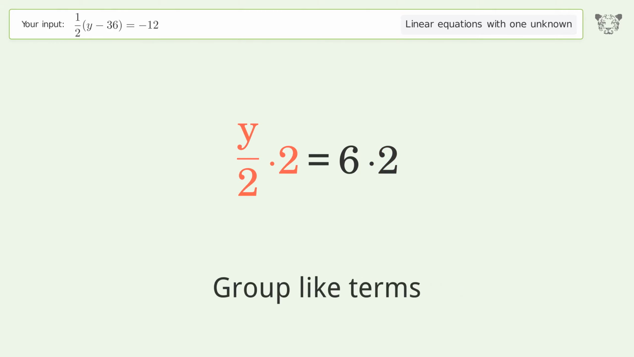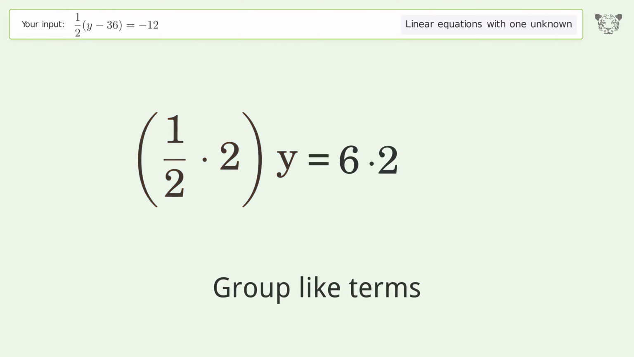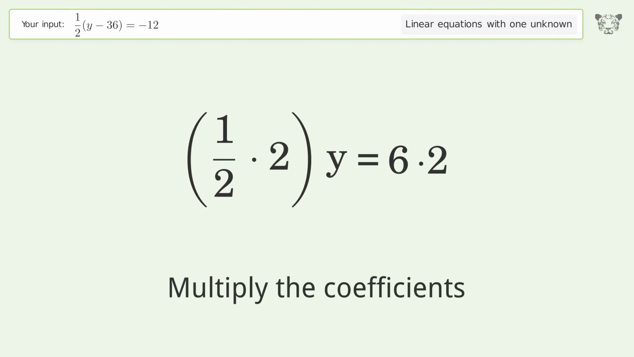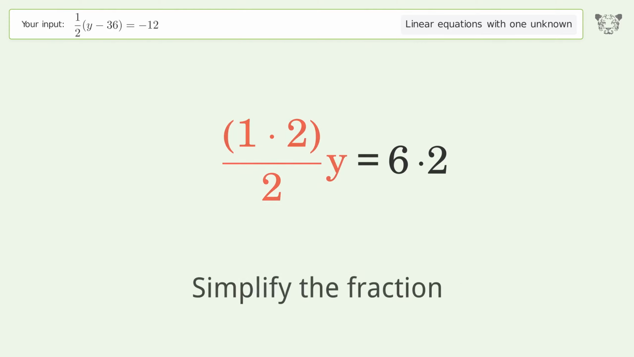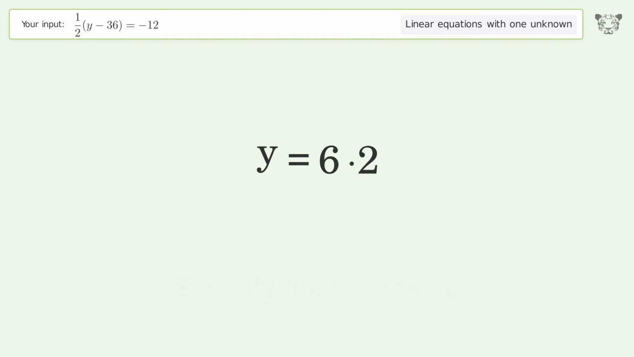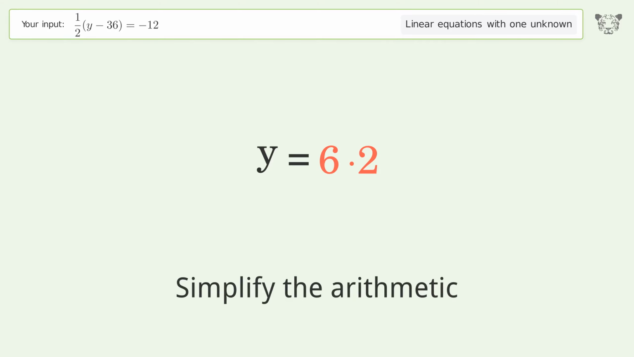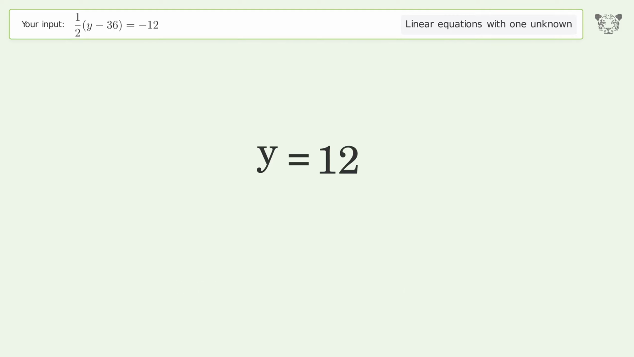Group like terms. Multiply the coefficients. Simplify the fraction. Simplify the arithmetic. And so the final result is y equals 12.